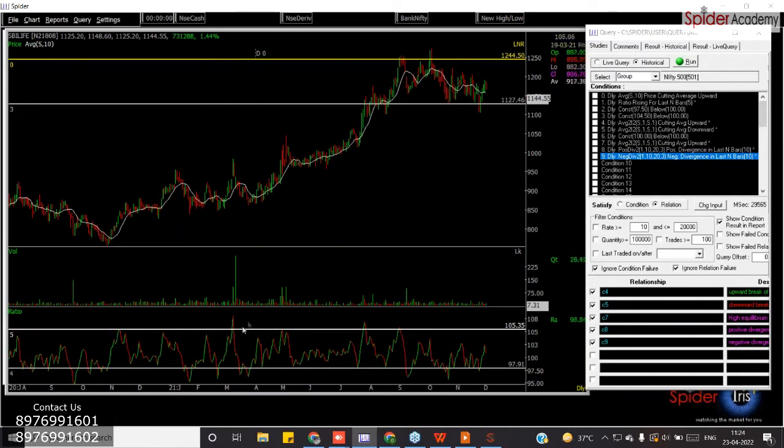So this is how you can simply derive the level subjectively. Now deriving this level subjectively differs from stock to stock.